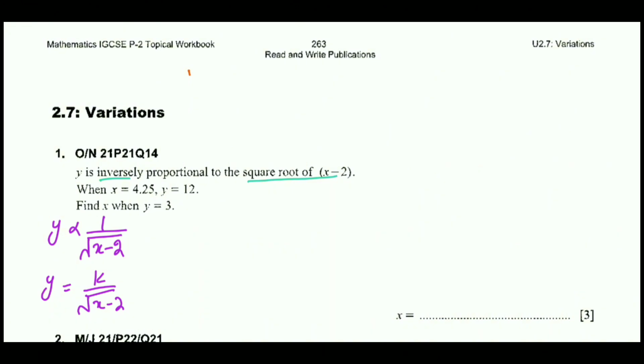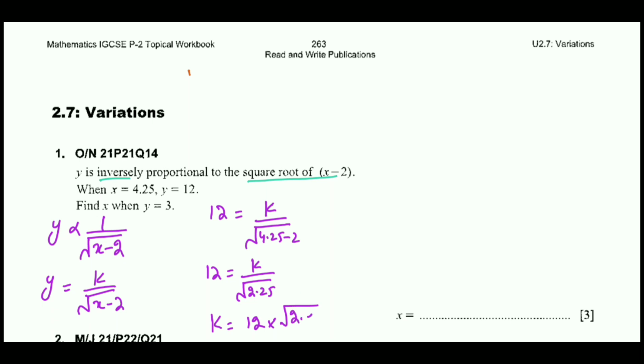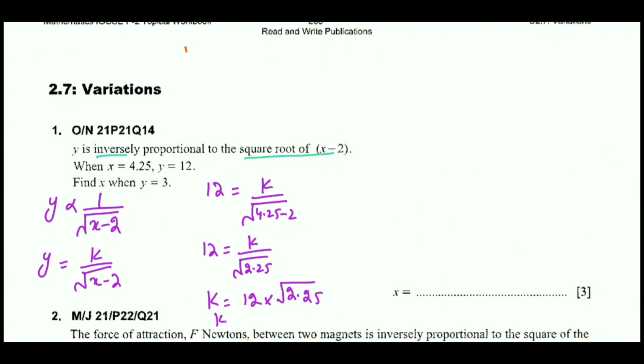Okay, so now we will find the value of k by using these values. y is equal to 12, k over the square root of x, which is 4.25 minus 2, so 12 is equal to k over the square root of 2.25. 12 multiplied by the square root of 2.25 is equal to k, and the value of k is 18.